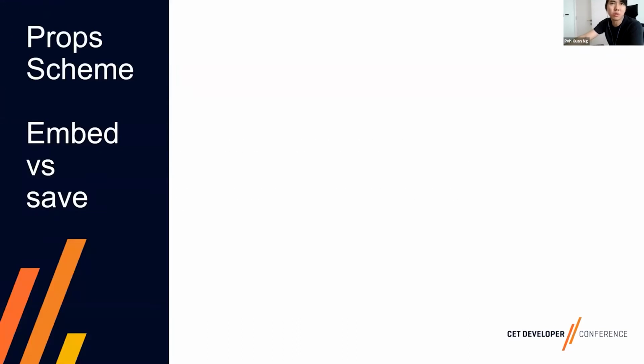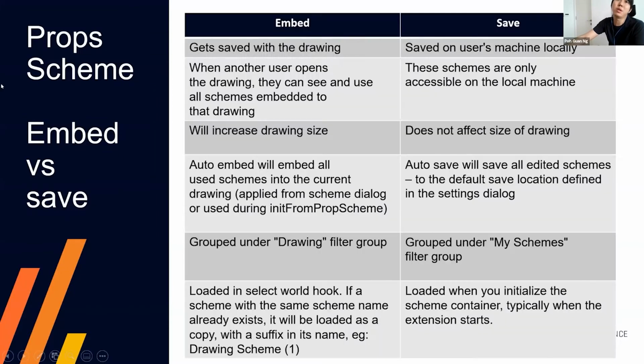I just want to talk a little bit about embedding versus save, since sometimes there is some confusion. Is embedding saving, is saving embedding? Here I have a table that lists out all the differences. The main difference is that embedding a scheme means that you're saving it with the drawing. If you're saving a scheme, you're saving it as a file on your machine locally.